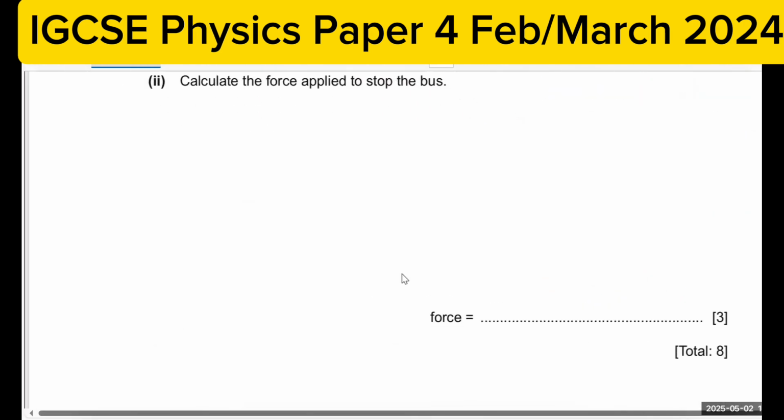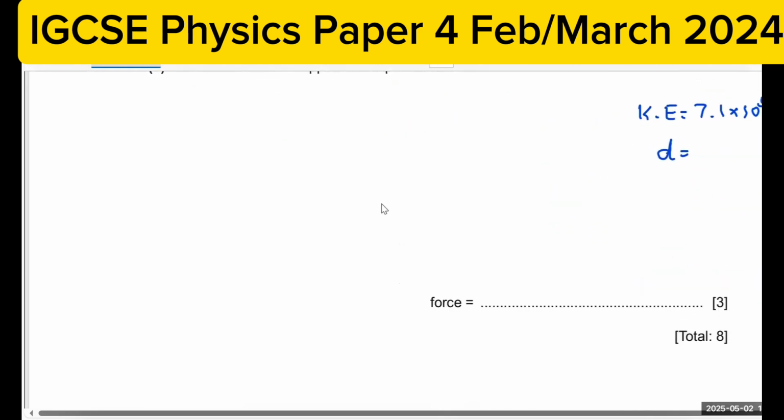Calculate the force applied on this bus. So how will you calculate the force? We know that kinetic energy is equal to the work done. So we have kinetic energy, that is 7.1 times 10 power 5 joules, because the joule is the unit of work and kinetic energy as well. We have the distance, that was 23 meters. So you find the force.